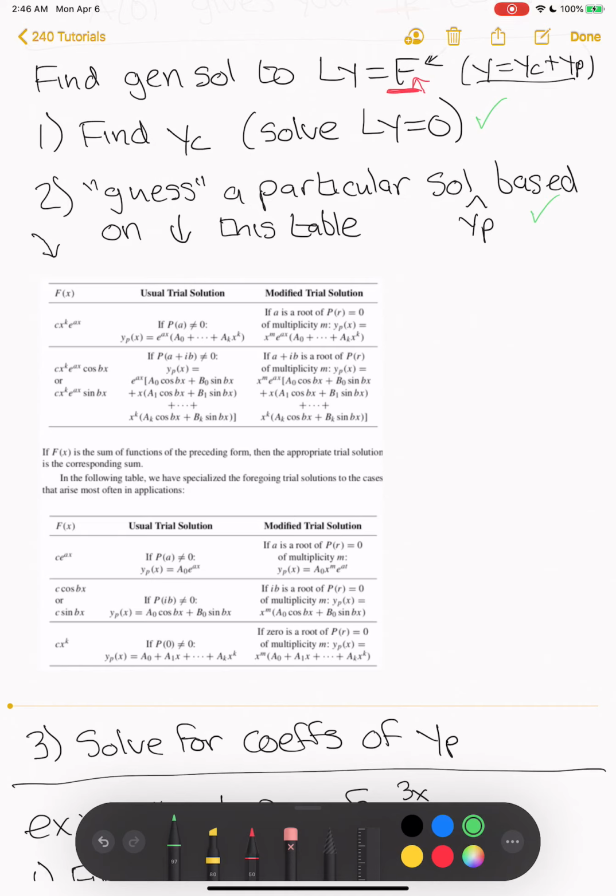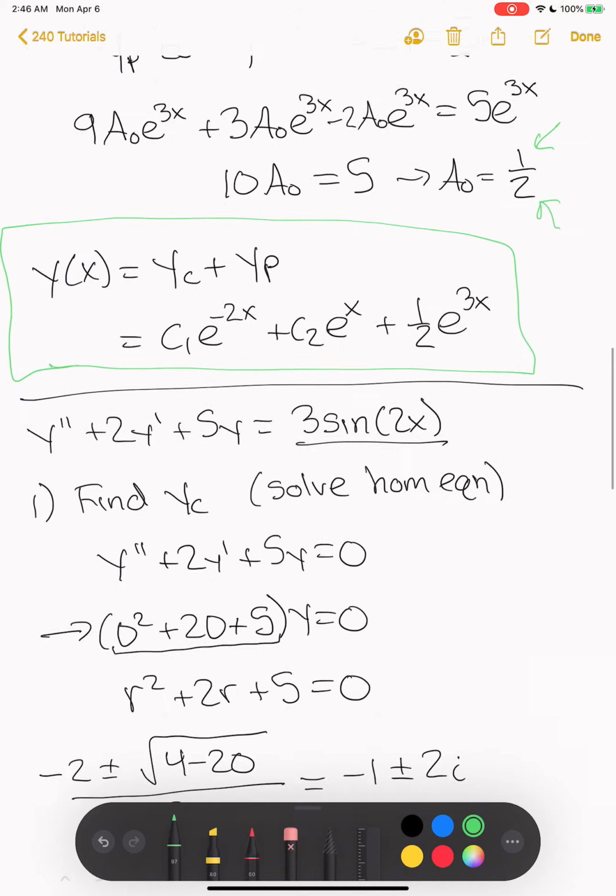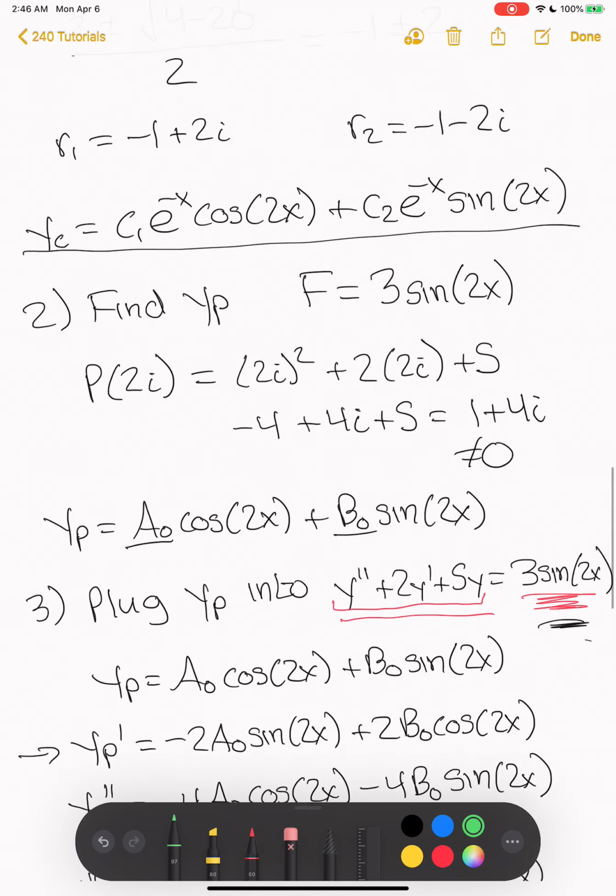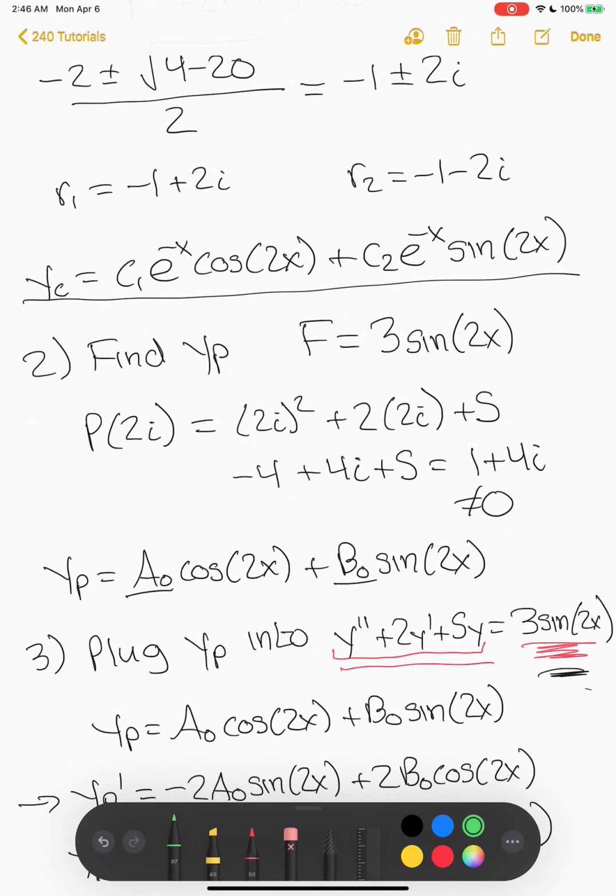The one thing that we'll explore next video is what happens if the condition in the middle column fails and you have to use the modified trial solution. So we saw down here, for instance, that the condition was that this could not be equal to 0. Well, if it was, then you have to do something else, and we'll talk about that next time.